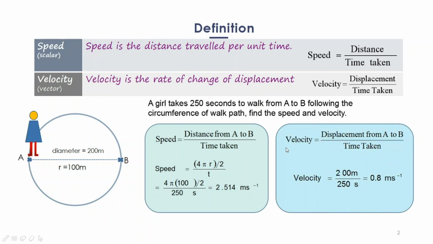Velocity is equal to displacement from A to B divided by time taken. Displacement is a vector quantity, hence it is the straight line from A to B, which is equal to 200 meters. So divided by 250 seconds, velocity will be 0.8 meters per second. Normally, when we ask how fast the girl walked or what is the walking speed of the girl, it's not the walking velocity of the girl, because speed is more realistic.